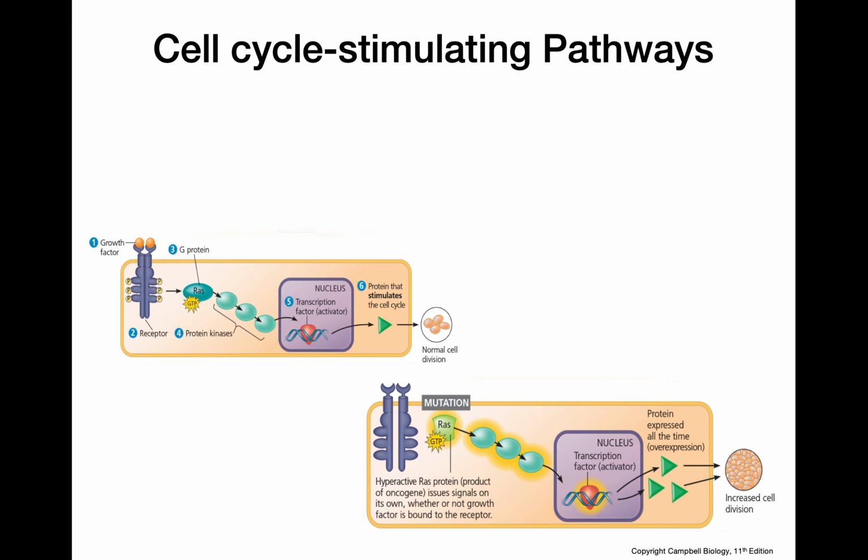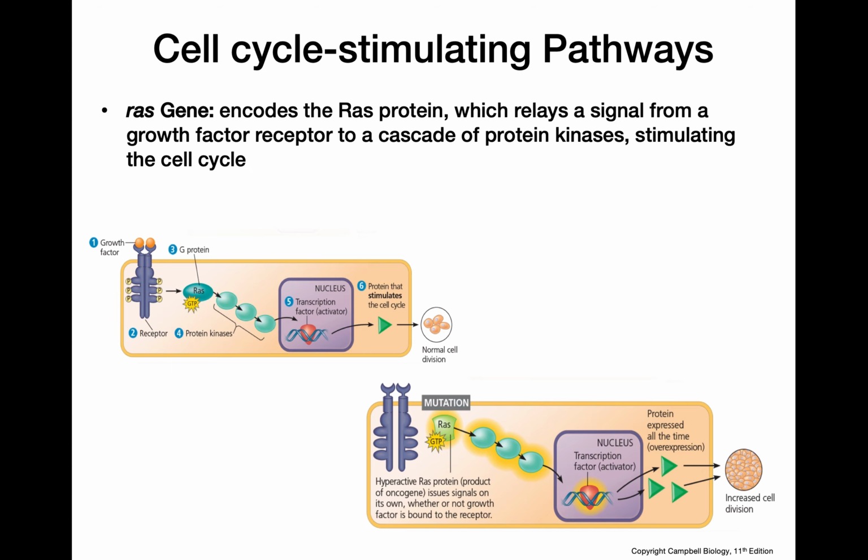So let's look at some cell cycle stimulating pathways. The RAS gene encodes the RAS protein, which is a really important protein in signaling pathways. It relays a signal from a growth factor receptor, which is most of the time an RTK, and through this cascade of protein kinases eventually stimulates the cell cycle. We can see this taking place right here. We have our growth factor binding to this RTK, activating the RAS protein, which sends a signal through these protein kinases to activate a transcription factor and stimulate the cell cycle.